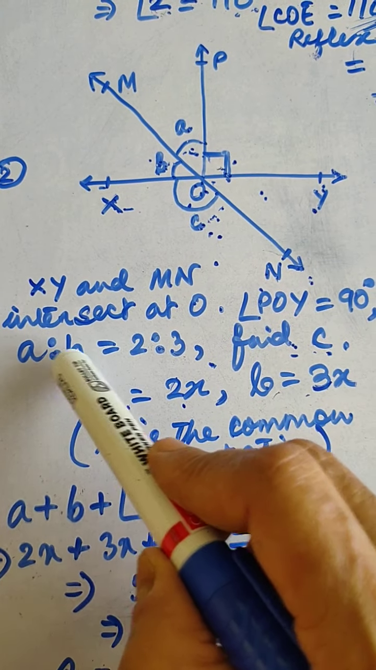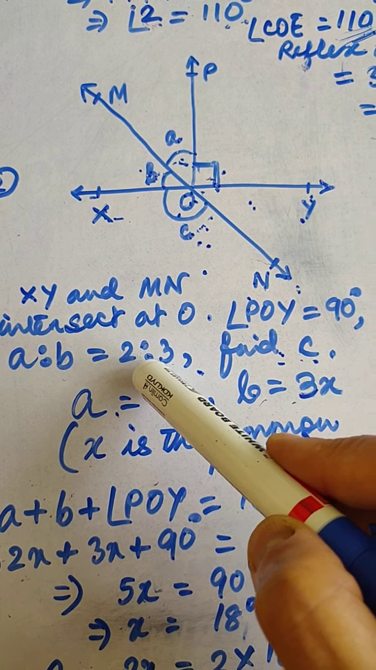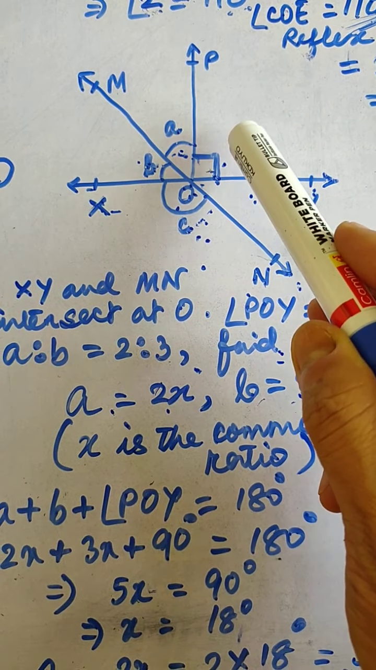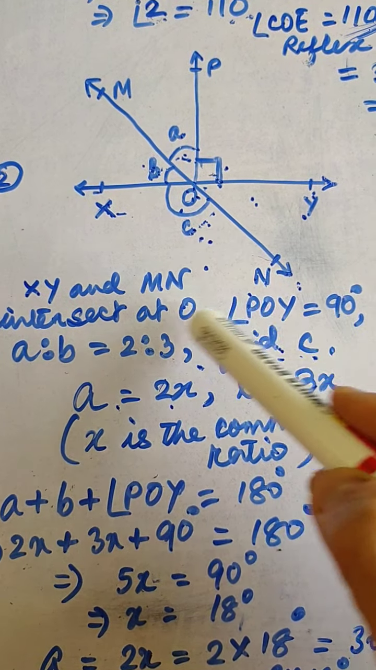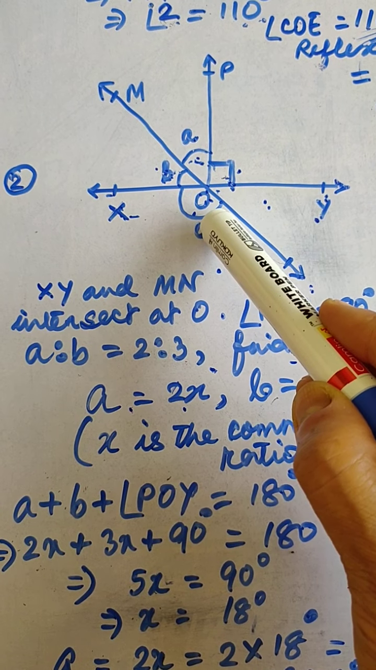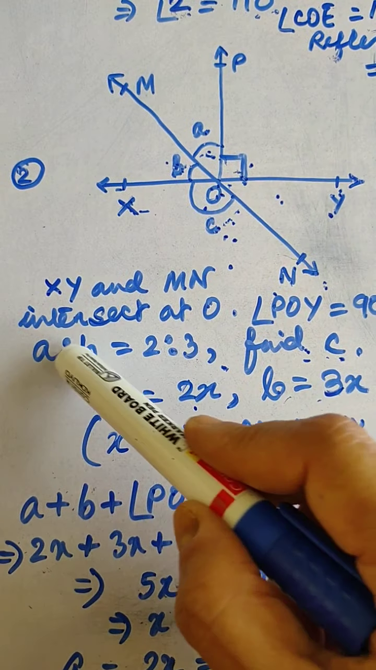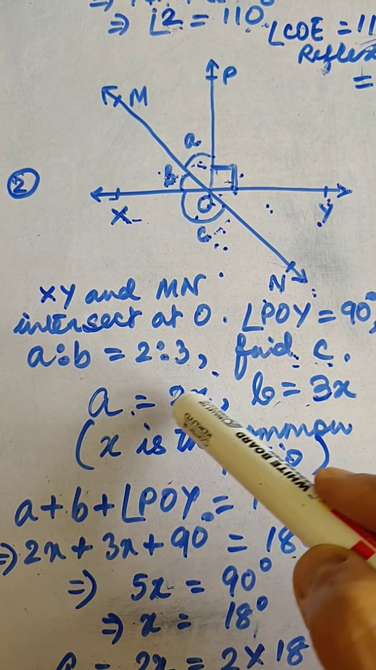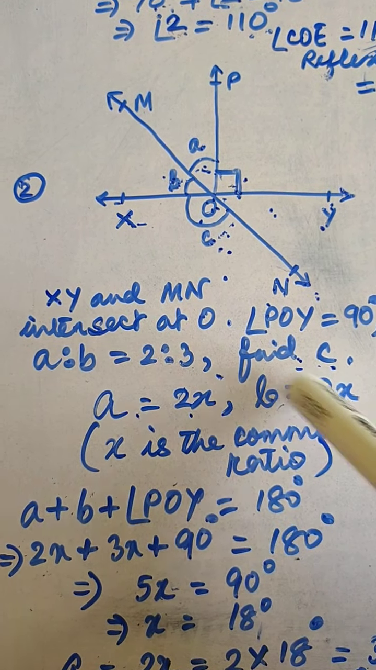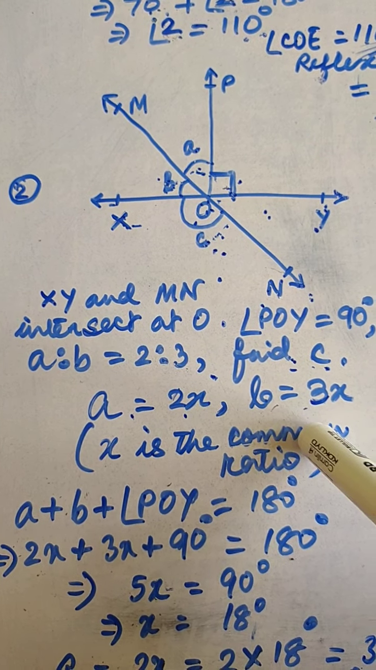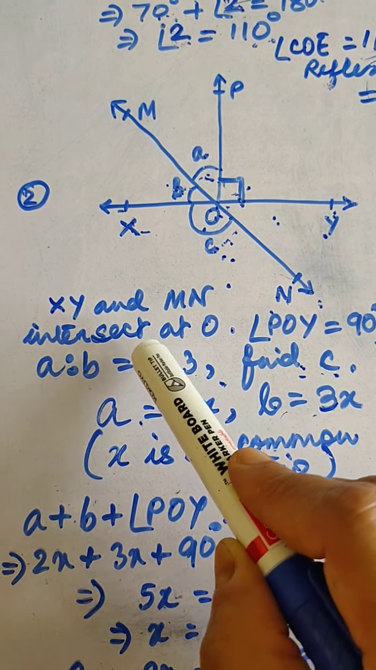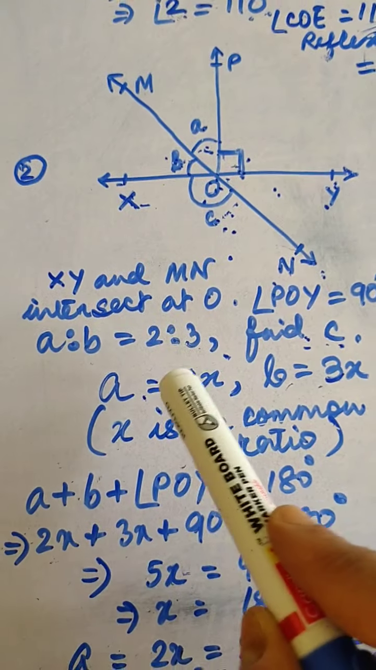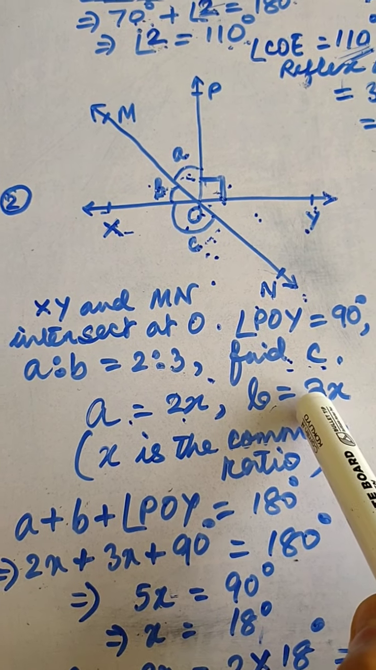And the ratio of A to B is given as 2:3. Angle POY is given as 90 degree. These are all given conditions. We have to find out angle C. Now we will take the common ratio as x. So we can write A equal to 2x, B equal to 3x, where x is the common ratio. Now we will multiply the common ratio to the original ratio. Then we get A equal to 2x, B equal to 3x.